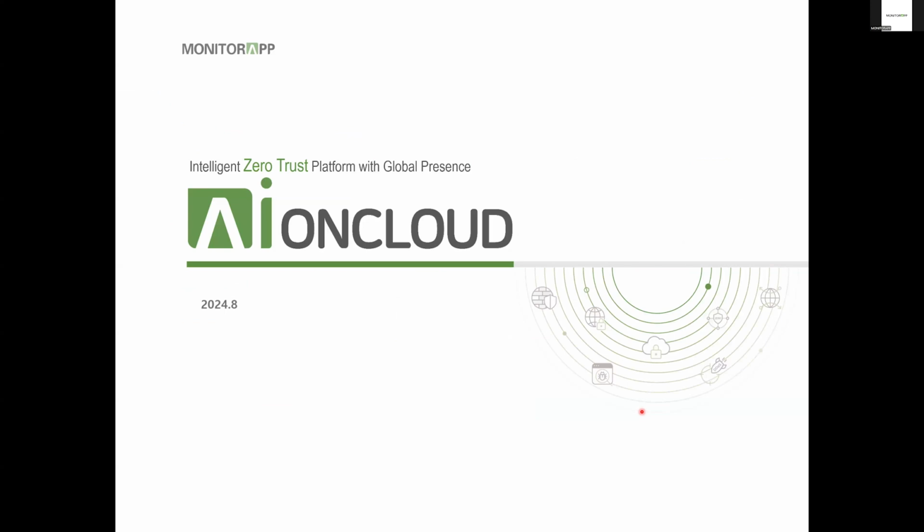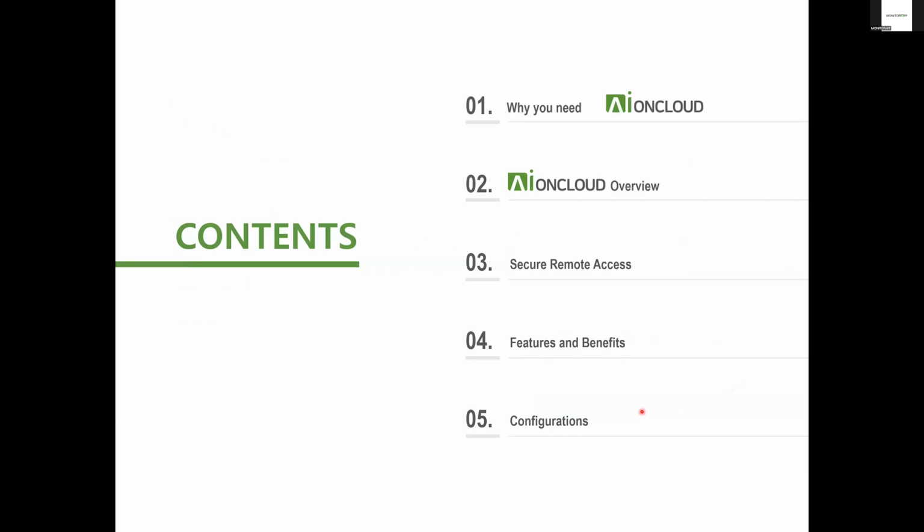So with that, we can get started with our main presentation. Let's get an overview of what we're going to be covering today. So first, we're going to go through why is it that you need Ion Cloud to begin with. Then give a short preview of what the platform actually is. Then we'll go into more detail about the secure remote access service. Then we'll get a review of the features and benefits and look at some of the configurations you can use for your organization.